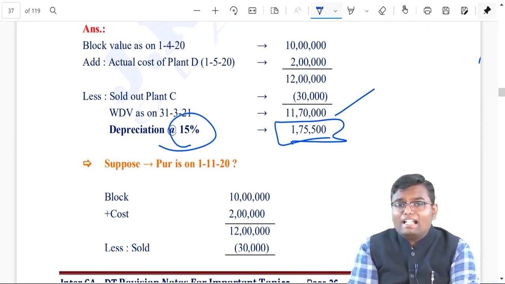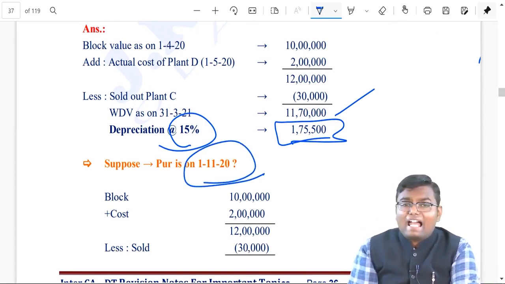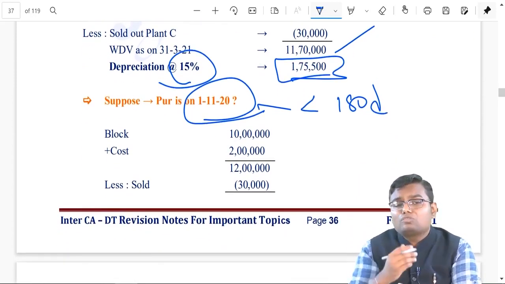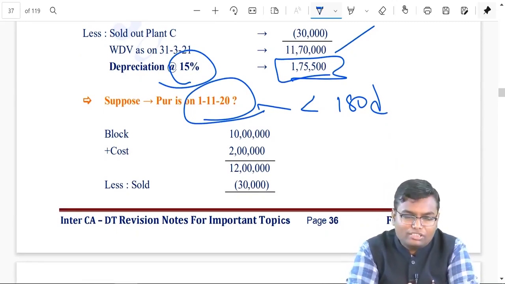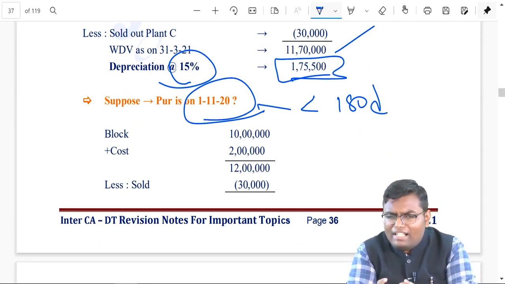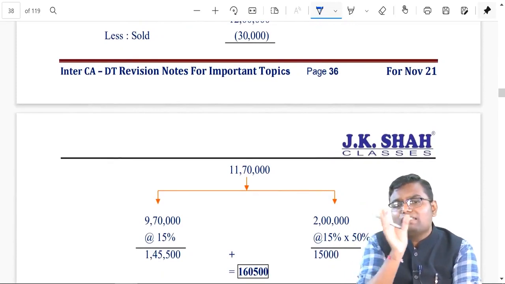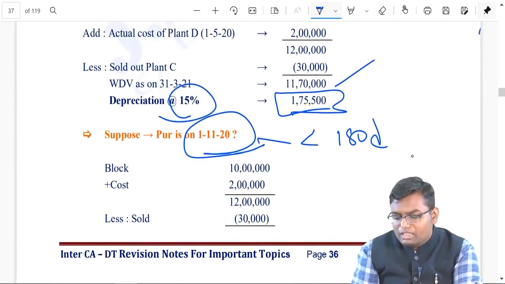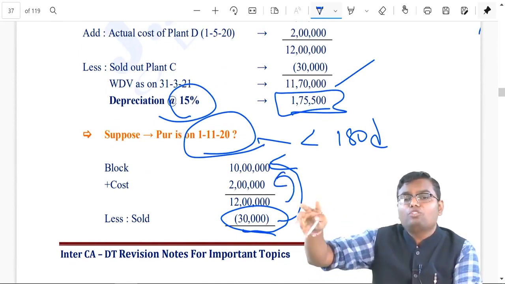But if the same plant I had purchased on 1st November 20 instead of 1st May, then can I say I have used this for less than 180 days? So the amount which belongs to this new machinery, on that I have to only apply 7.5%, that is half depreciation. So what I have to do, first of all find out the WDV, that becomes 11 lakh 70,000. Now identify how much is the amount of opening WDV from this and how much is the amount of new addition. Remember, the sale value will be first deducted from opening WDV, balance if any will be deducted from purchase cost. You have to always follow the FIFO method.